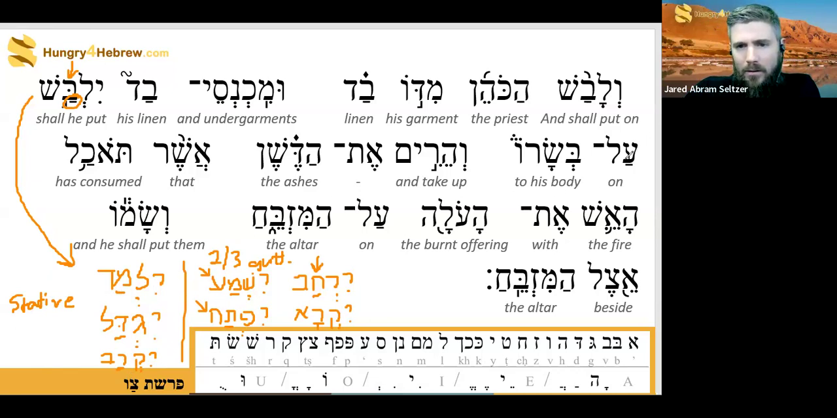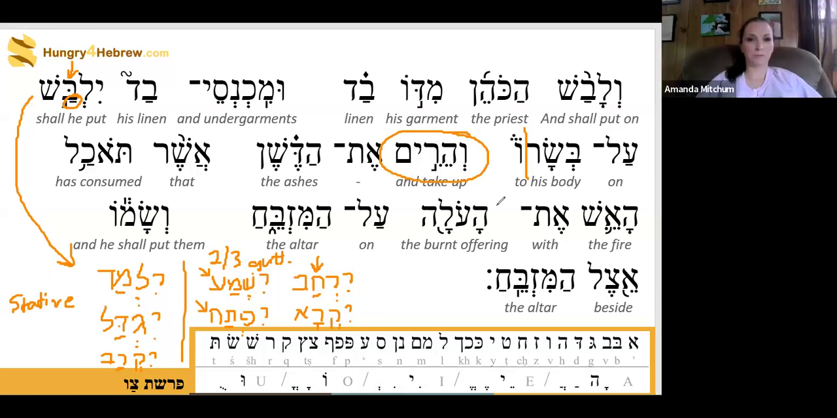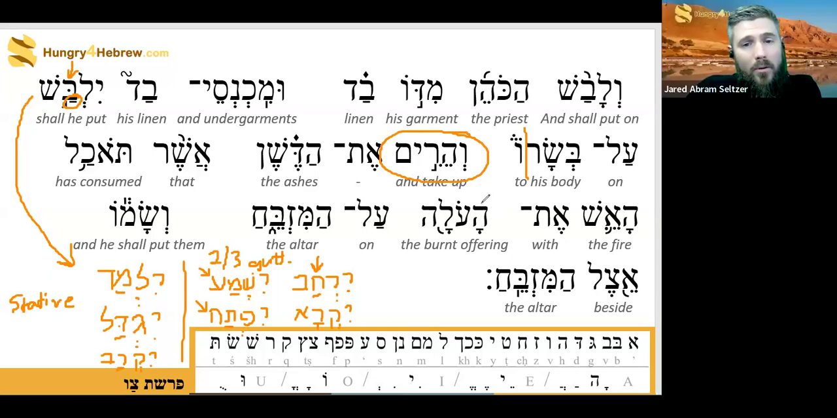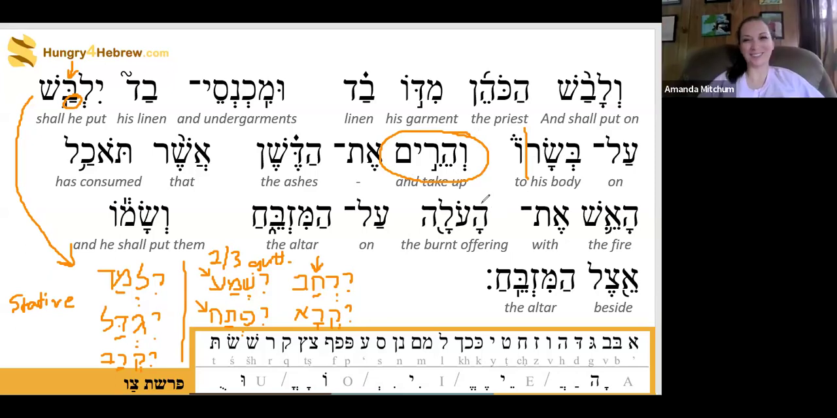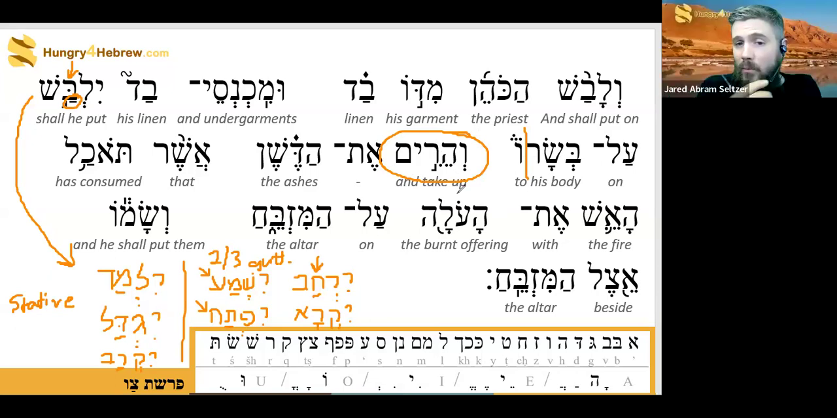All right. Al basaro, upon his basar, flesh, veheirim. What is the root of veheirim? Harim. What is it? Harim? I don't know. It's not mountains, so I don't know. Right, exactly. We have a hay. It looks exactly like the word mountains. It just doesn't fit the context.